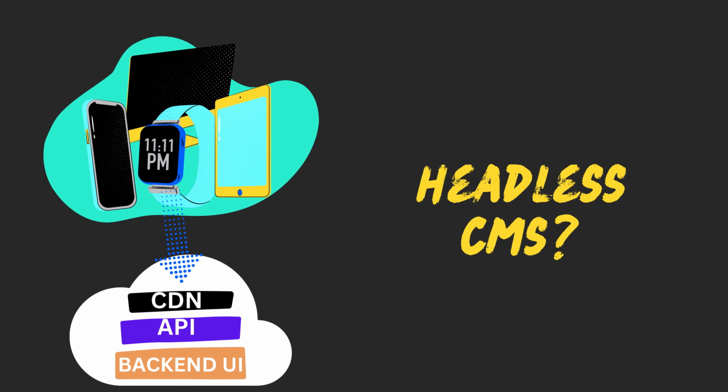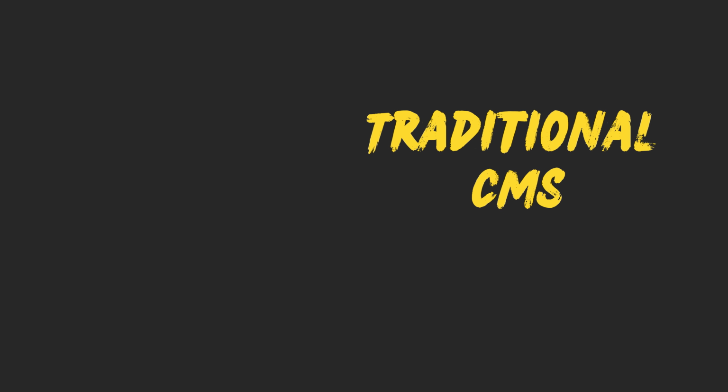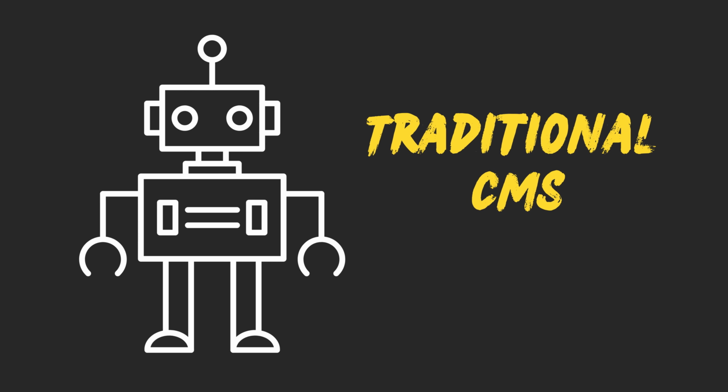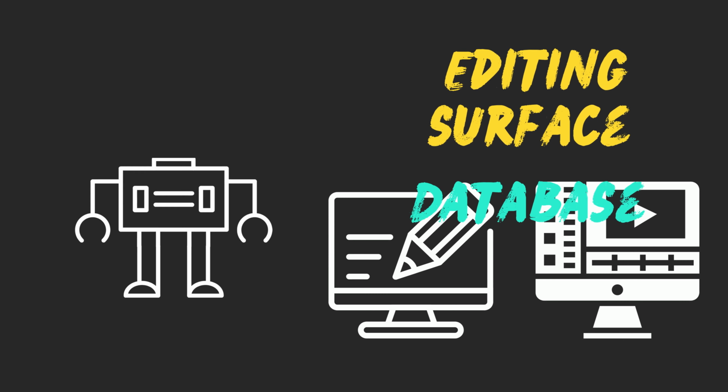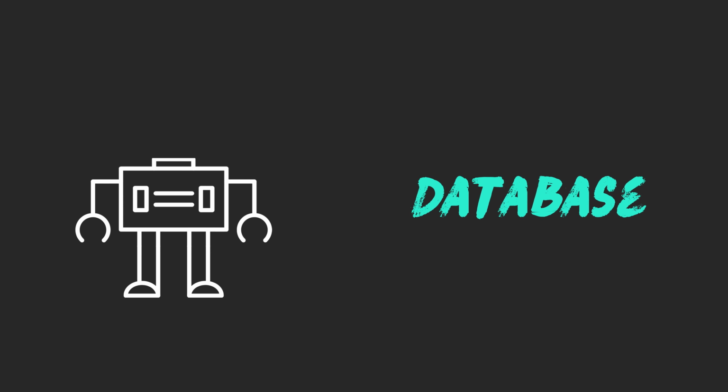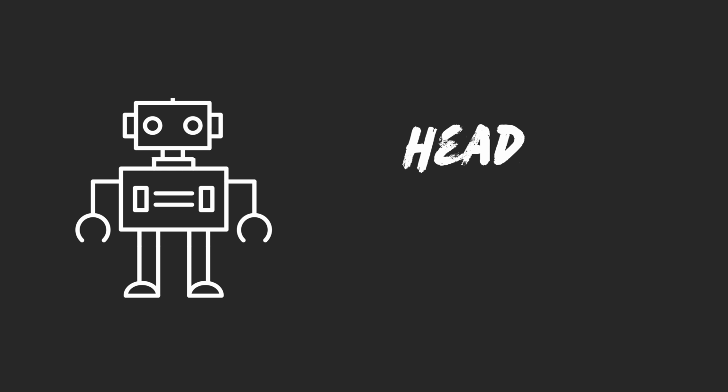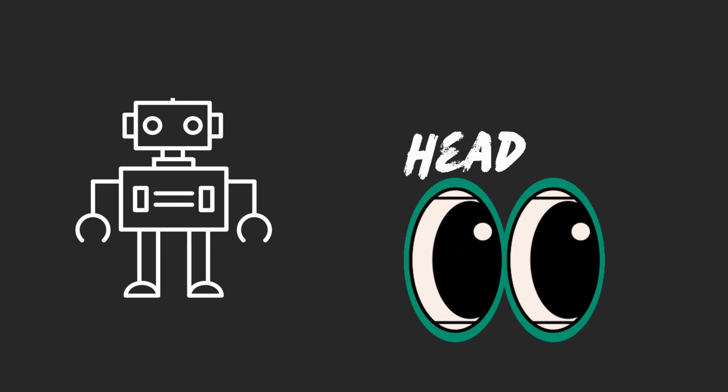What exactly are headless CMSs and why are they useful? In a traditional CMS, you have an all-in-one system. You have an editing surface where you can create your content. Then you have the database, which is like the body of this robot in this example. And then, you have the head. The head is the integrated interface that visitors see when they visit your website.